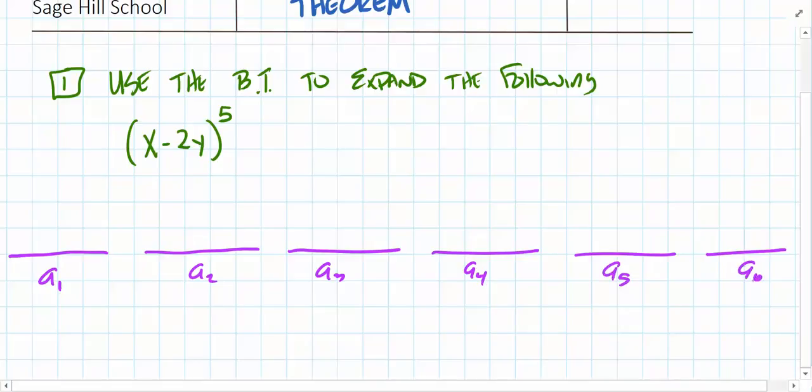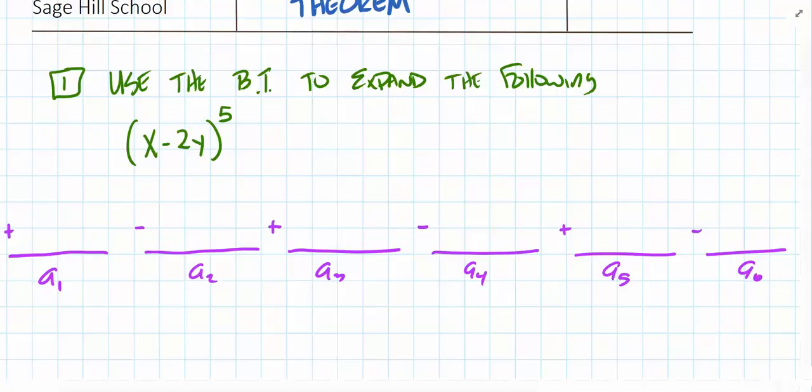Okay, now, what else is important about this particular binomial? What do you see? It has a minus sign. So what does that mean? The signs are going to alternate. So the first one will be positive, second one will be negative, then positive, then negative, then positive, then negative. Sound good? Okay.